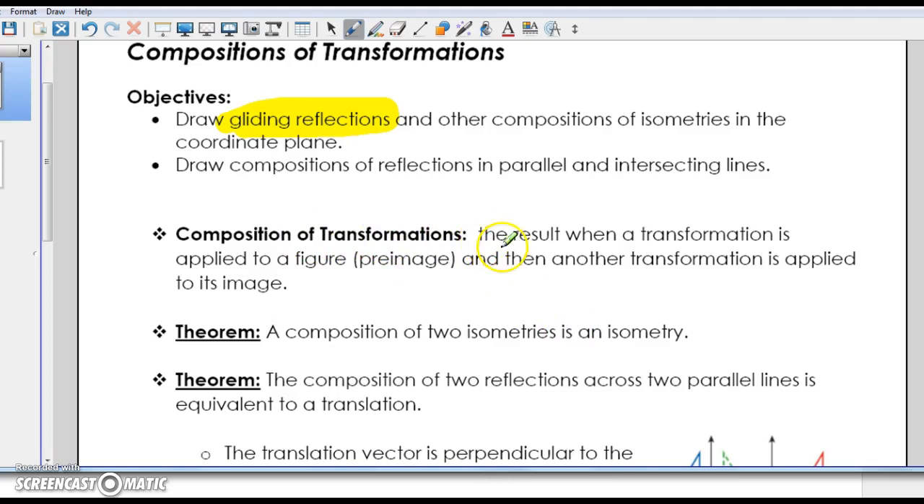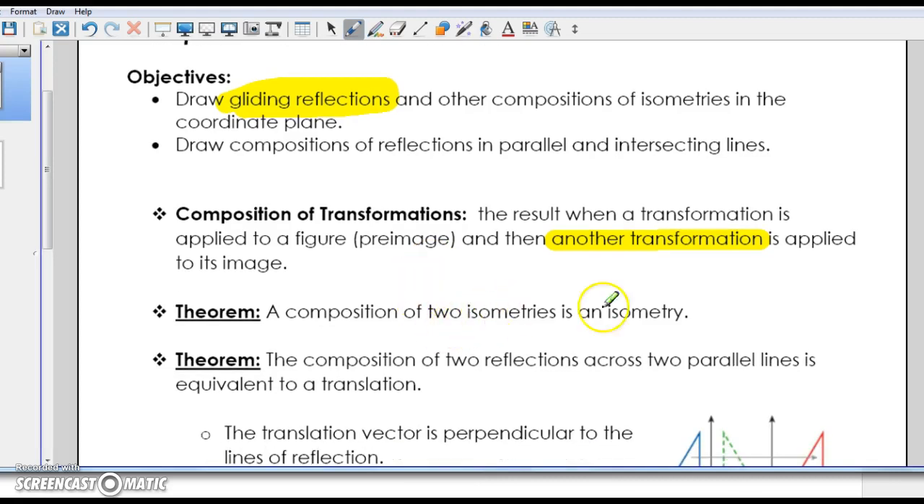Composition of transformations as a definition is the result when a transformation is applied to a figure, which is your pre-image, and then another transformation is also applied to its image. So you're not done with the composition unless you've done 2 transformations at least. We keep seeing this word isometry pop up. Isometry is a word that you would see for vocab on a quiz or a test, and in order for a transformation to be isometric, it means that it does not change the shape or the size of the figure. So a composition of 2 isometries is also an isometry.